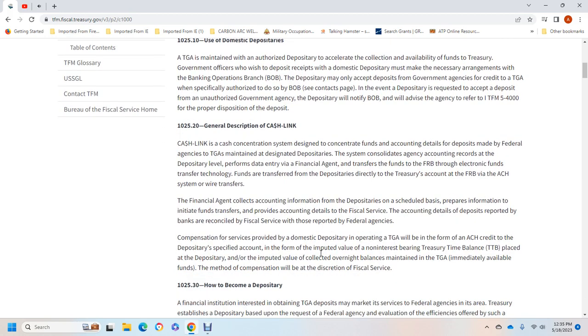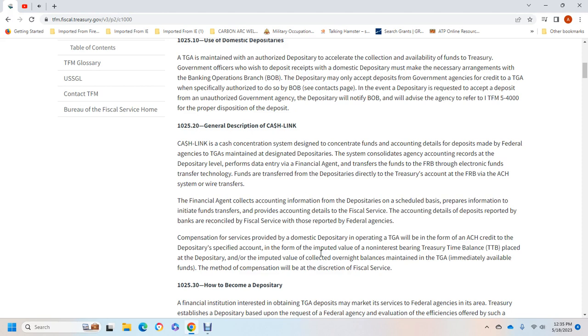1025-20, General description of CashLink. CashLink is a cash concentration system designed to concentrate funds and account detail for the deposits made with the federal agency, the Federal General Account. It maintains a designated depository system that consolidates agents' accounting records at the depository level to perform data entry with the financial agent.